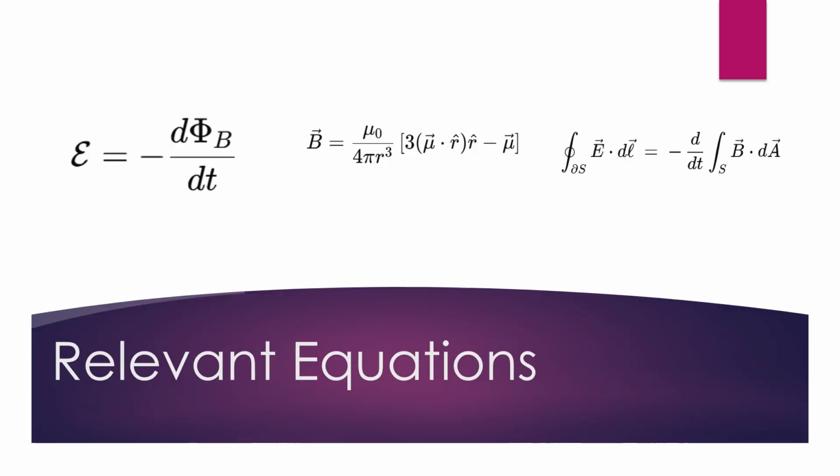So here are the relevant equations for this experiment. Of course, we have Faraday's law written in two different ways on the left and right side, and then the dipole equation for a magnetic field, the general equation, in the middle. On the left side it says EMF is equal to the negative time derivative of the magnetic flux, and on the right side we have the closed path integral of E dotted with dl is equal to the negative derivative of the flux of B through the surface.